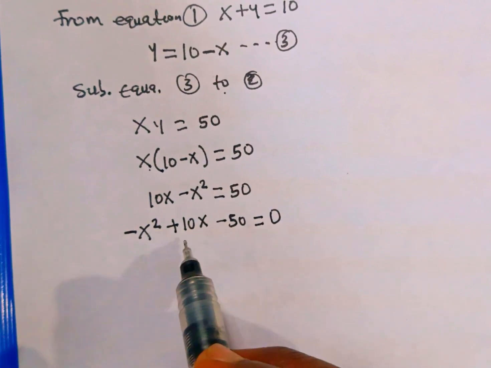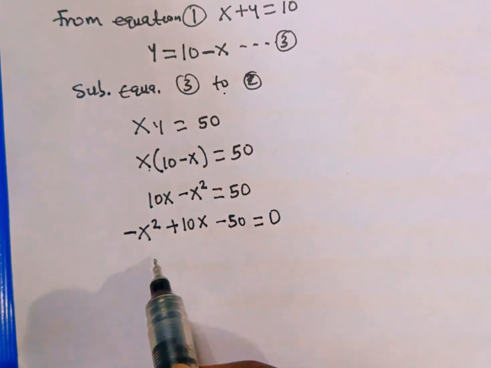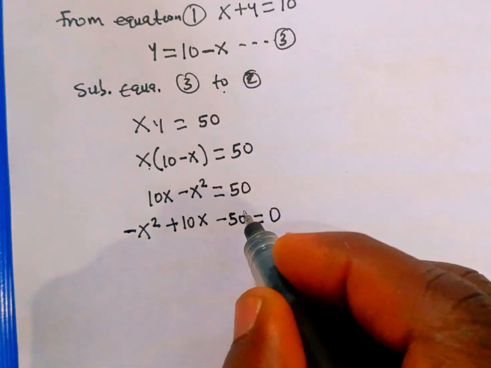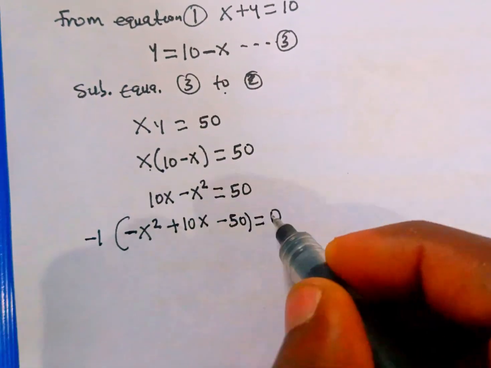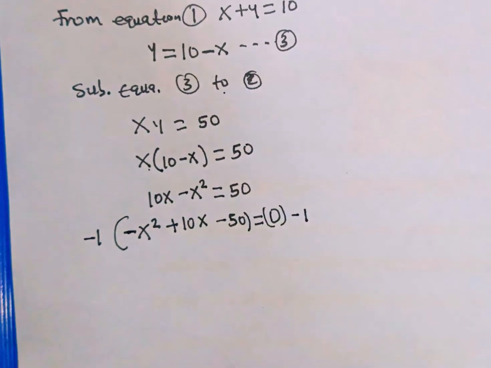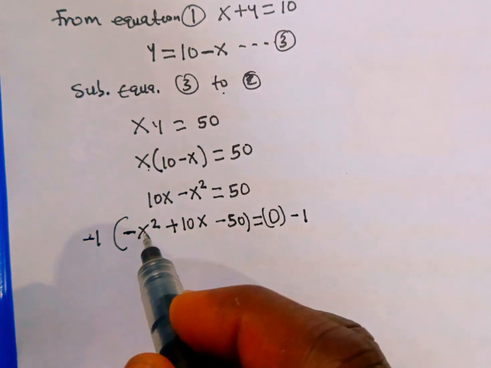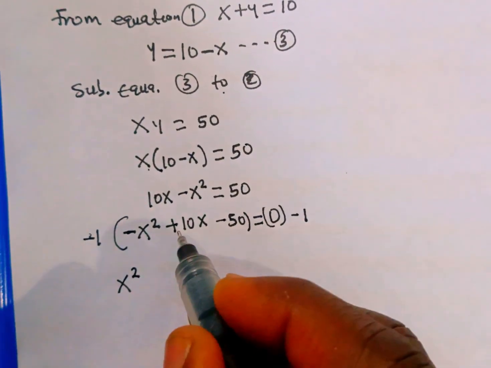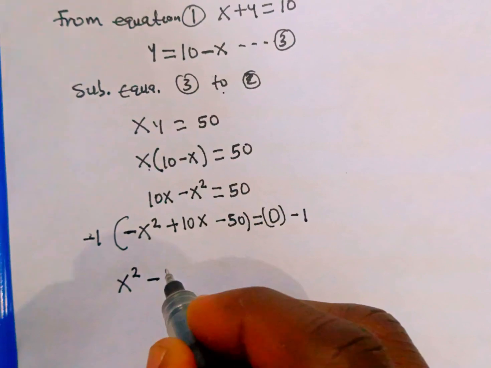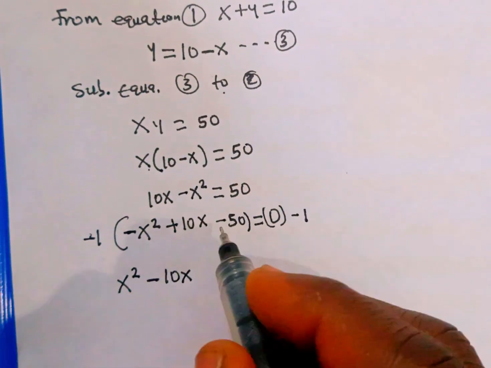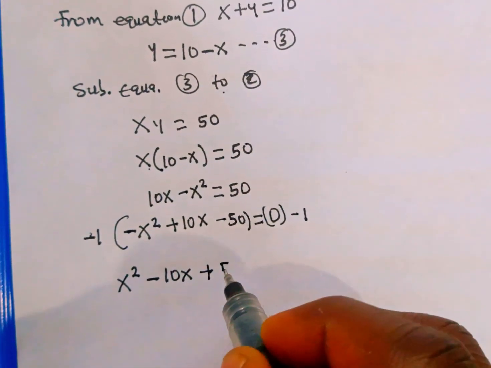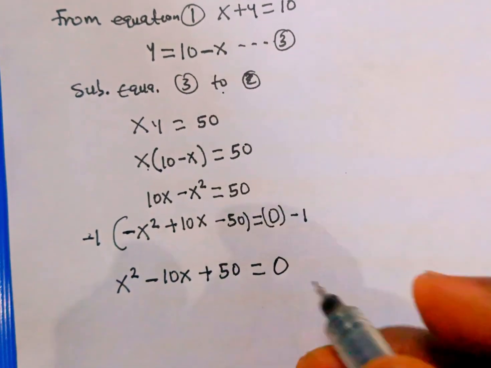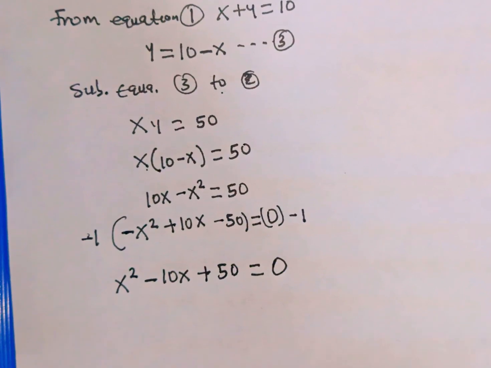Now what do you notice? We have a quadratic equation. Before we continue to find the root of this equation, we need to eliminate this negative by multiplying both sides of this equation by negative 1. So negative 1 multiplied by negative x squared, the negatives cancel, it becomes positive x squared. Then negative 1 multiplied by 10x will become negative 10x. Then negative 1 multiplied by negative 50 becomes positive 50. So it will be equal to 0, since 0 multiplied by anything is the same as 0. So now we're going to solve this quadratic equation.